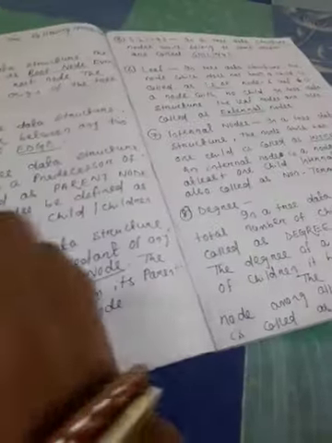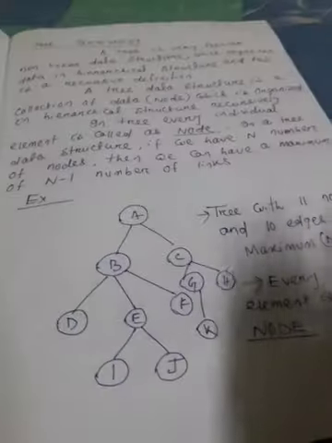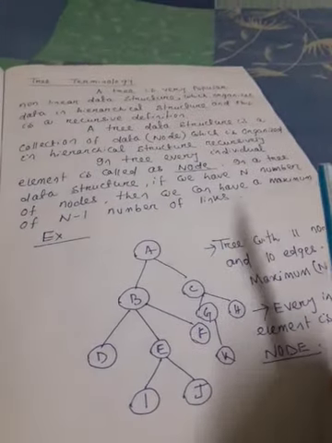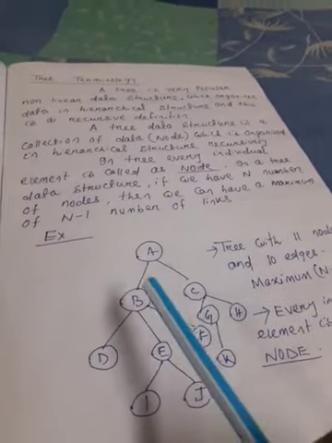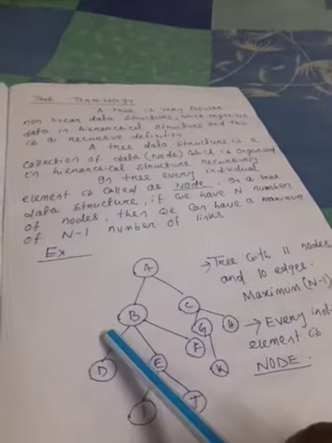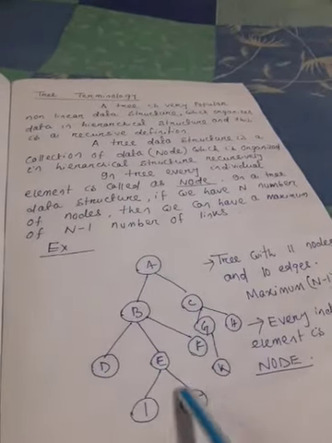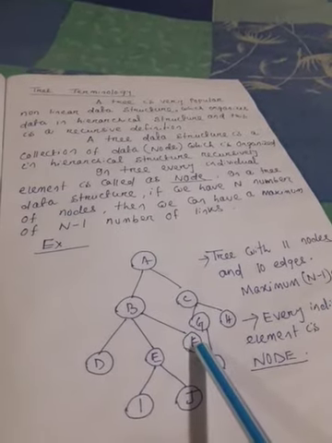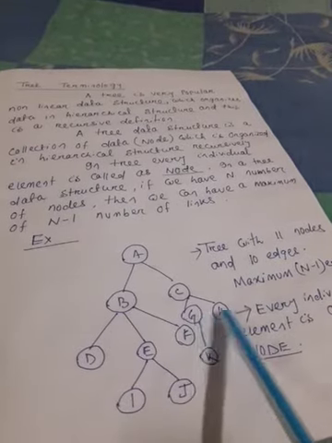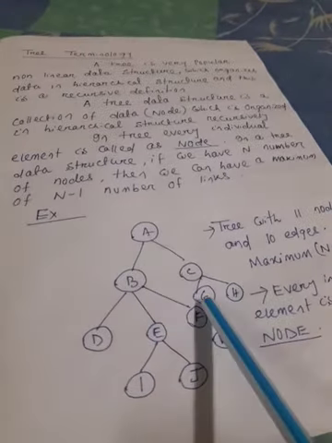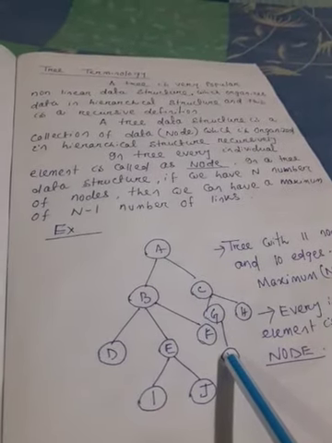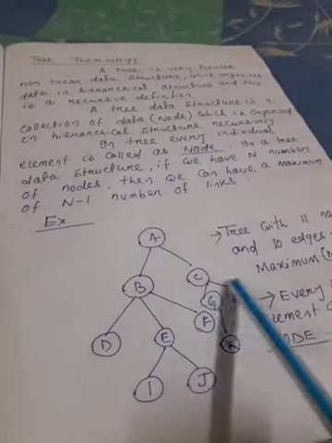So see this example. In this example, the degree of A is 2, because how many nodes are present under A? Two nodes, B and C, are present under A. So the degree of A is 2. The degree of B is 3, because 3 nodes, D, E, F, are present. The degree of C is 2, because 2 nodes are present. The degree of G is 1, because only one node is present. Okay, so this is known as the degree of a node.